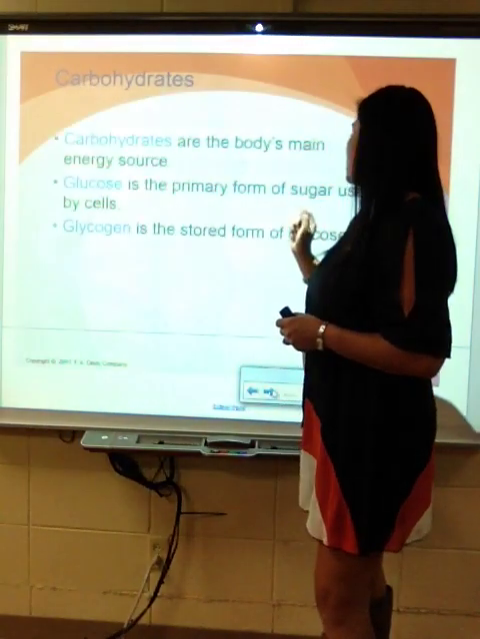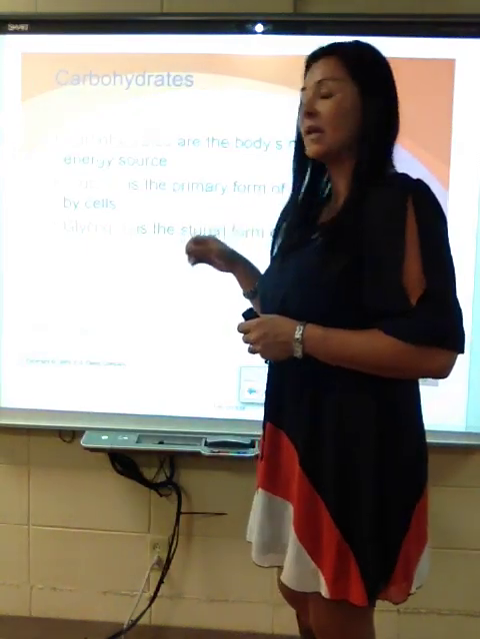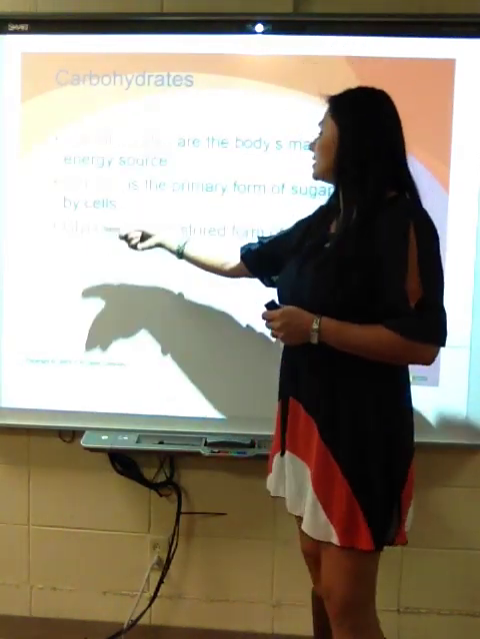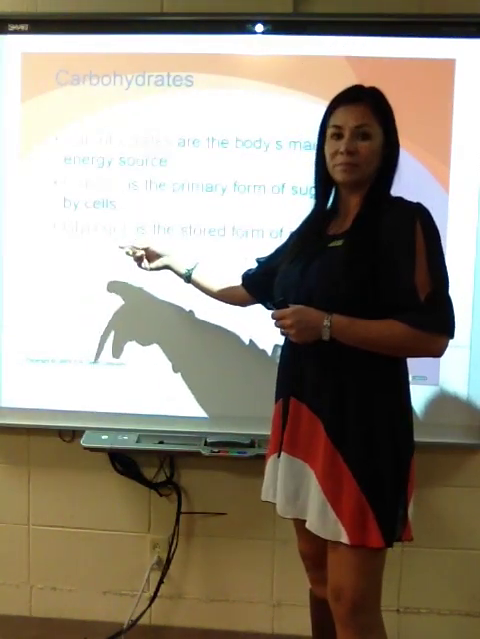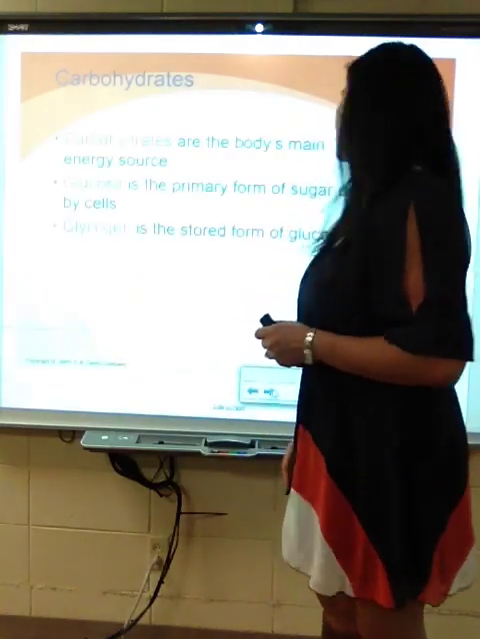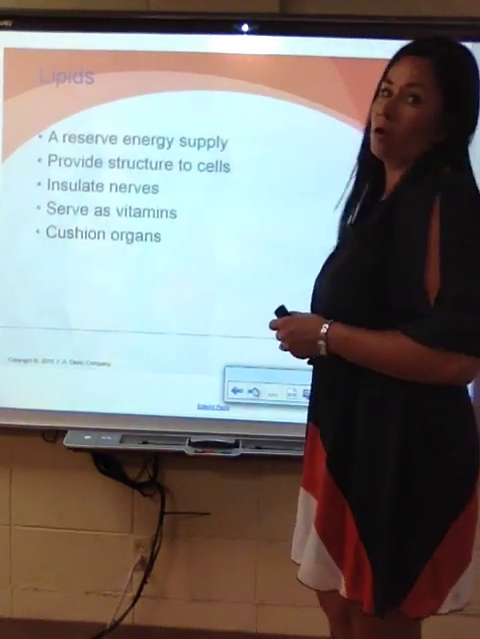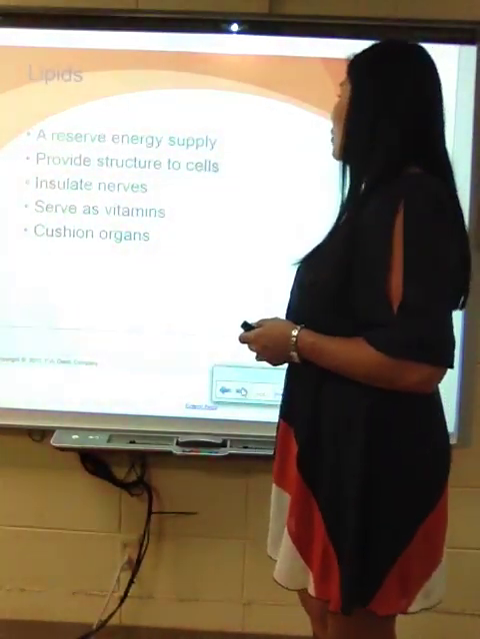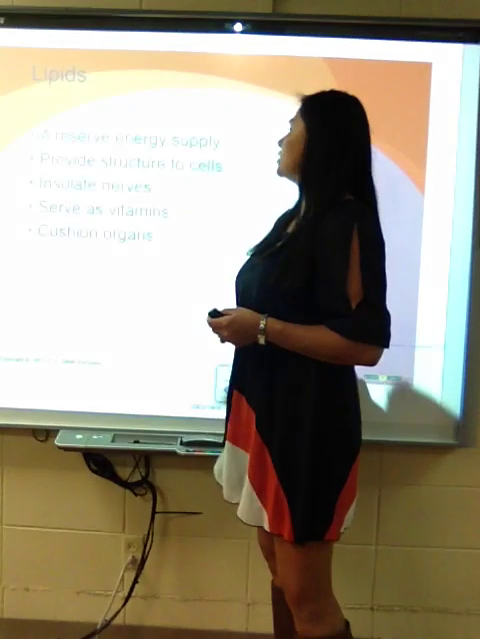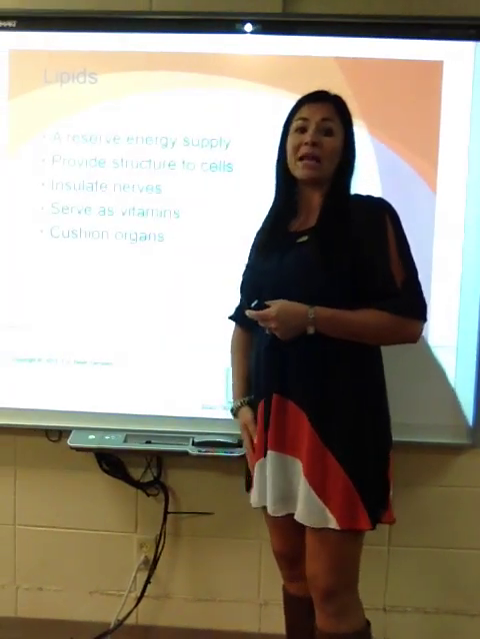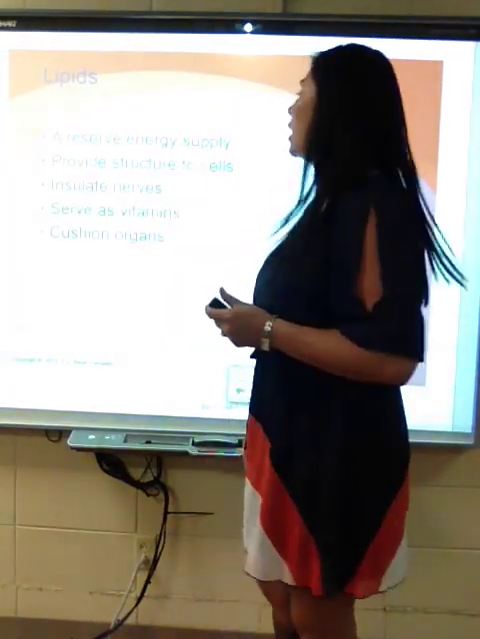So a primary source of sugar that our cells take in is glucose. When we have an excess, we store it as glycogen. So we also store fat when we have an excess of glucose. Lipids is our fat. So this is our reserve energy supply. We like to store that and we like to save it. We won't use it right away.